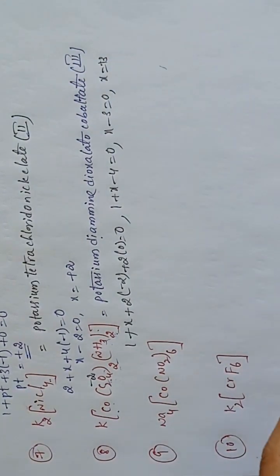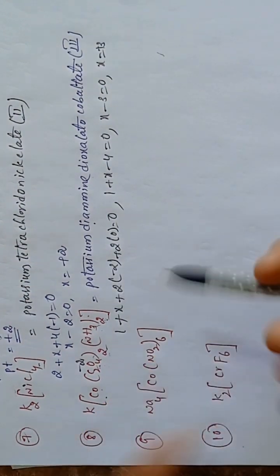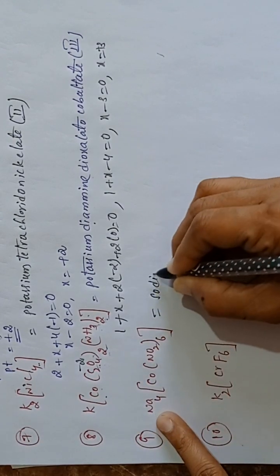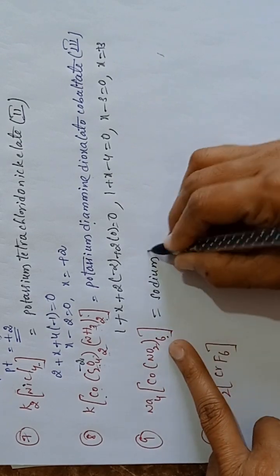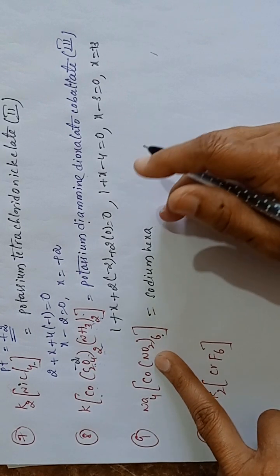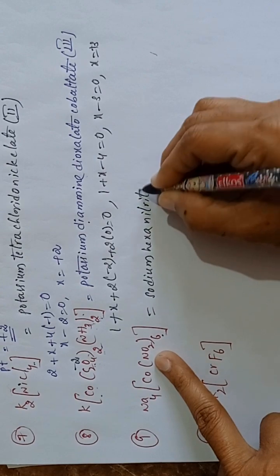You have to write it in Roman numerals, in brackets. Clear? Understood, students? Now see here, the fourth one, sodium. It is the cation, so take sodium here, the cation name first. Next, the number of ligands, 6 are there, hexa. NO2, the nitrite group, nitrito. Clear? So the NO2 group is there.